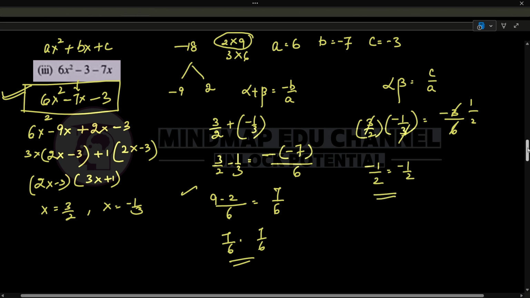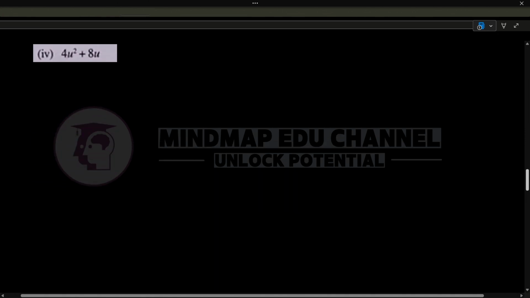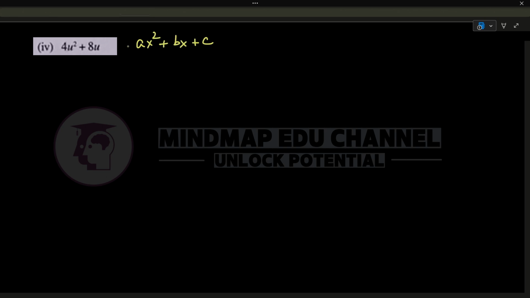So this is how we find the zeros and then we check and verify the relationship between the zeros and the coefficients. Okay, now see here. Here we have the term like ax square plus bx plus c, but the c term is missing, that means c will be 0, correct? Now because we don't have the third term, we can't find the factors by splitting the middle term. So what we will do here, what's the common between the two terms? It's 4u that is common. So what is left behind within the bracket? It will be u plus 2, correct?